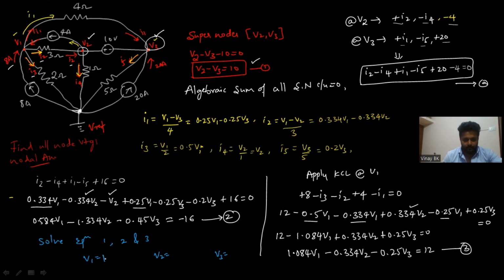So you get V1 as 18.156 volts. Similarly, V2 you will get 17.43 volts, and V3 you will get 7.44 volts. So these are the node voltages.